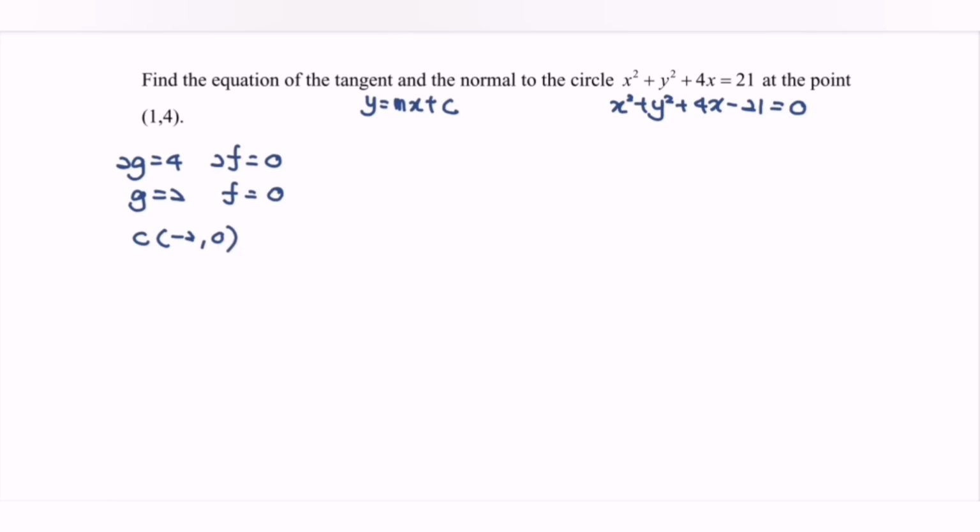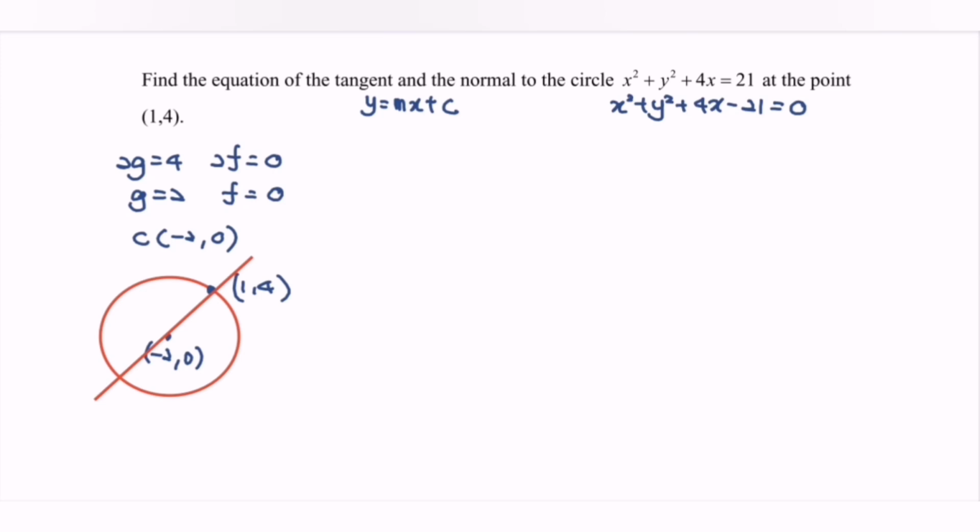So kindly illustrate the situation. Let's say we have the center, negative 2, 0. Next, we have the point 1, 4. So here we have the situation. The question asks us to find the equation of the normal and the tangent. So any line that passes through the center will be the normal to the circle. So here we have the normal.